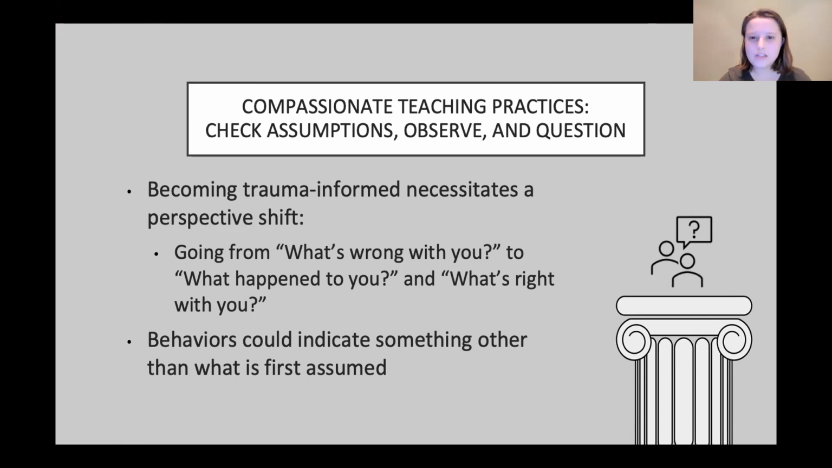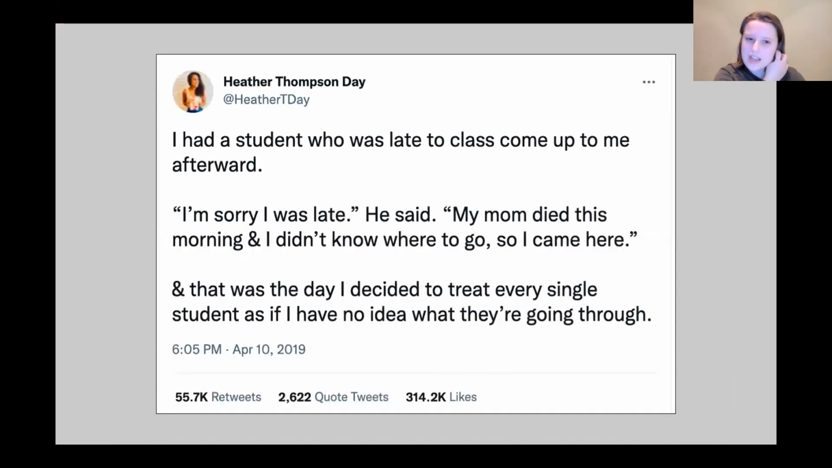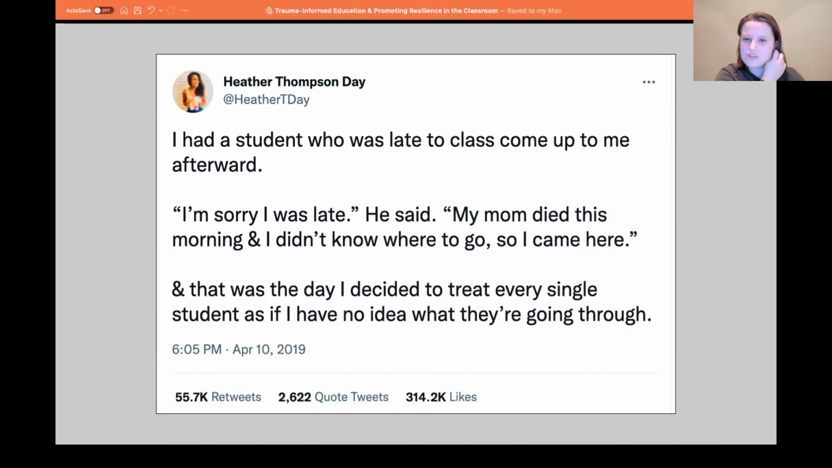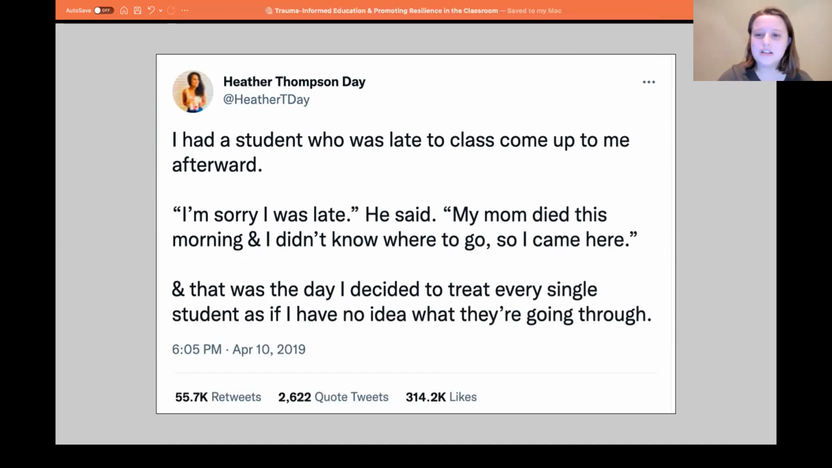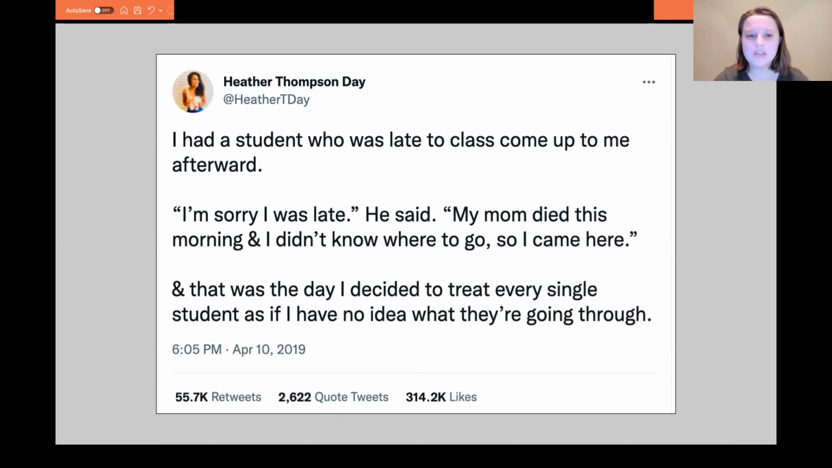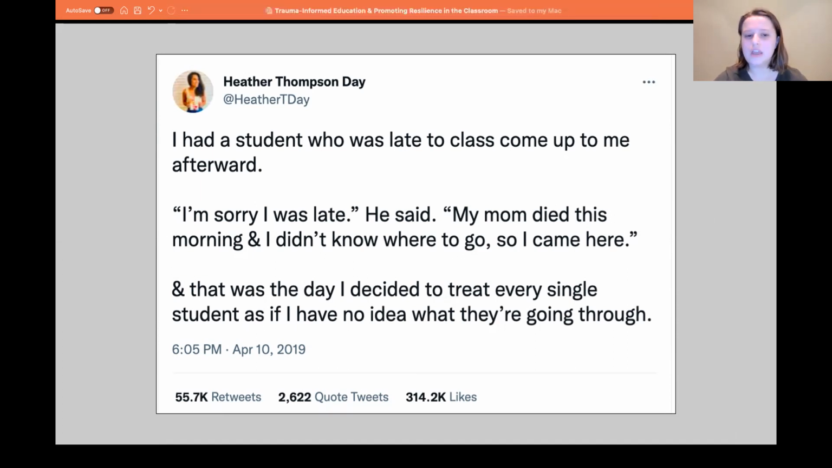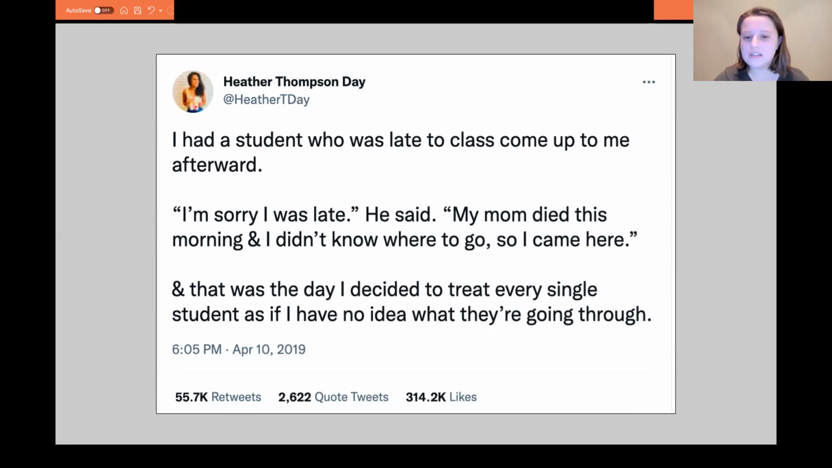So this is where I like to show an example of a tweet that I came across a couple years ago. And I said, yes, this is exactly what I was looking for. So Heather Thompson Day, who is an educator I found on Twitter, said that I had a student who was late to class come up to me afterwards. He said, "I'm sorry I was late. My mom died this morning and I didn't know where to go, so I came here." And that was the day that I decided to treat every single student as if I have no idea what they're going through.